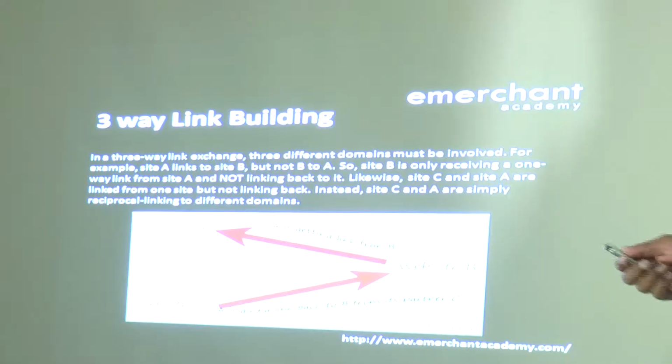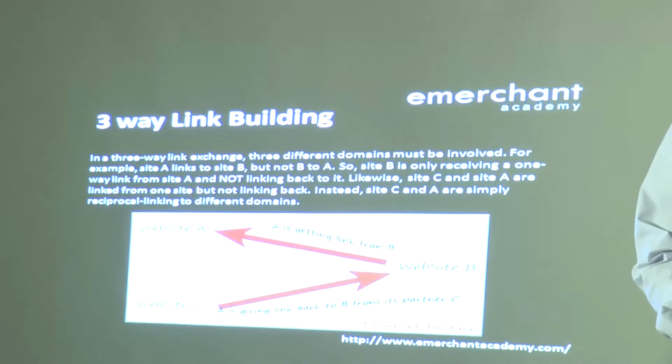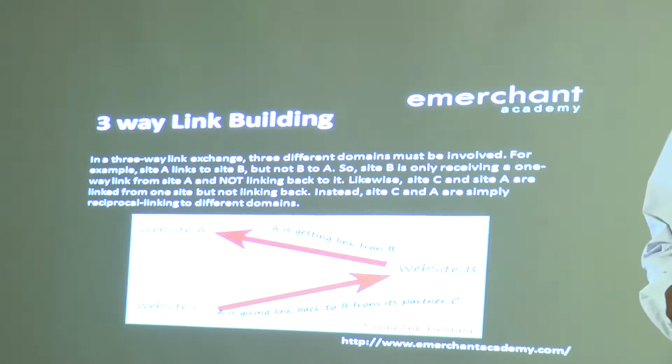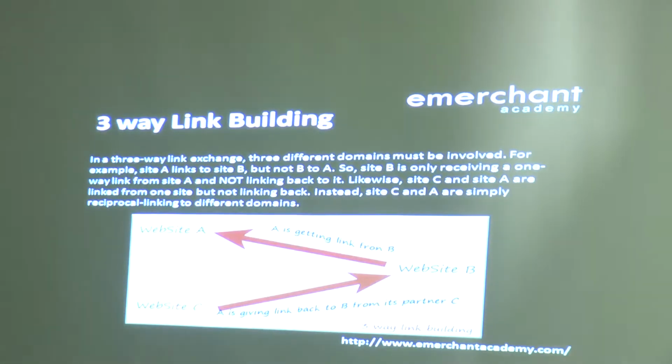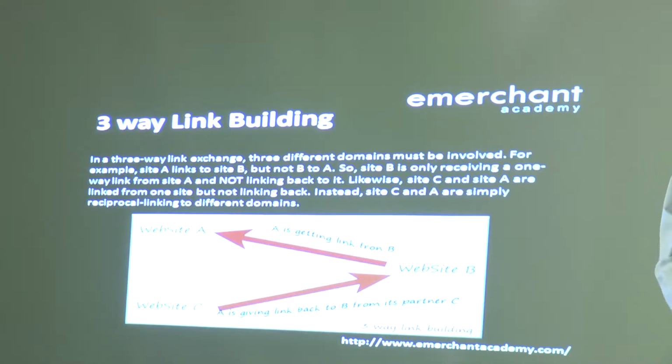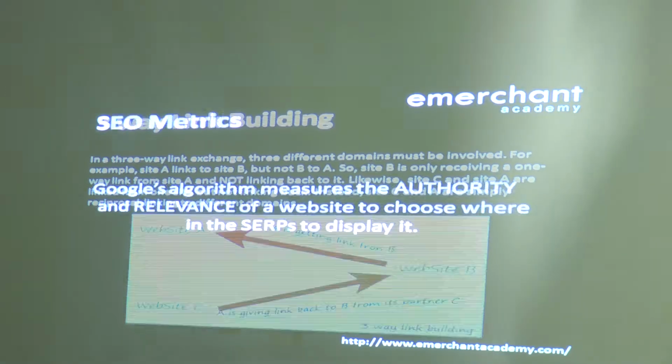The third important point is three-way link building. Let's understand what we mean by three-way link building. Let's say there are three different entities: website A, website B and website C. Website B is linked to website A, in return website C is linked to website B, and similarly A could be linked to website C. That means you are not linking back directly; you are linking in an indirect way. A is linking to B, B is linking to C, and C is linking back to A. That is what three-way link building means. So three kinds of link building: one-way, reciprocal and three-way link building.